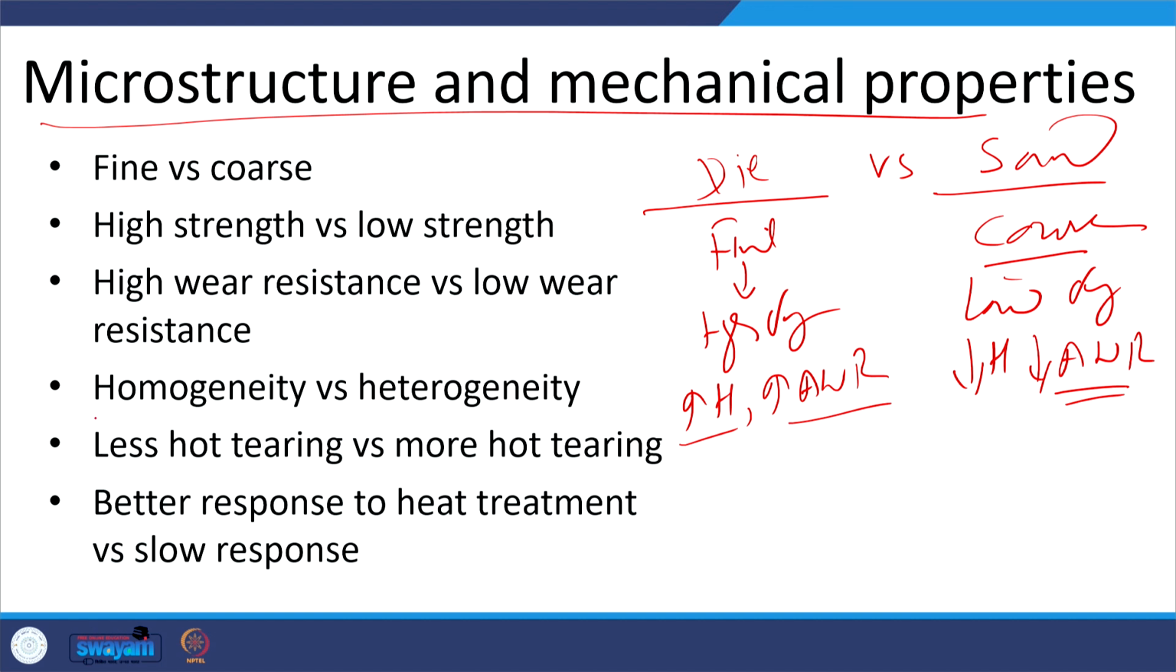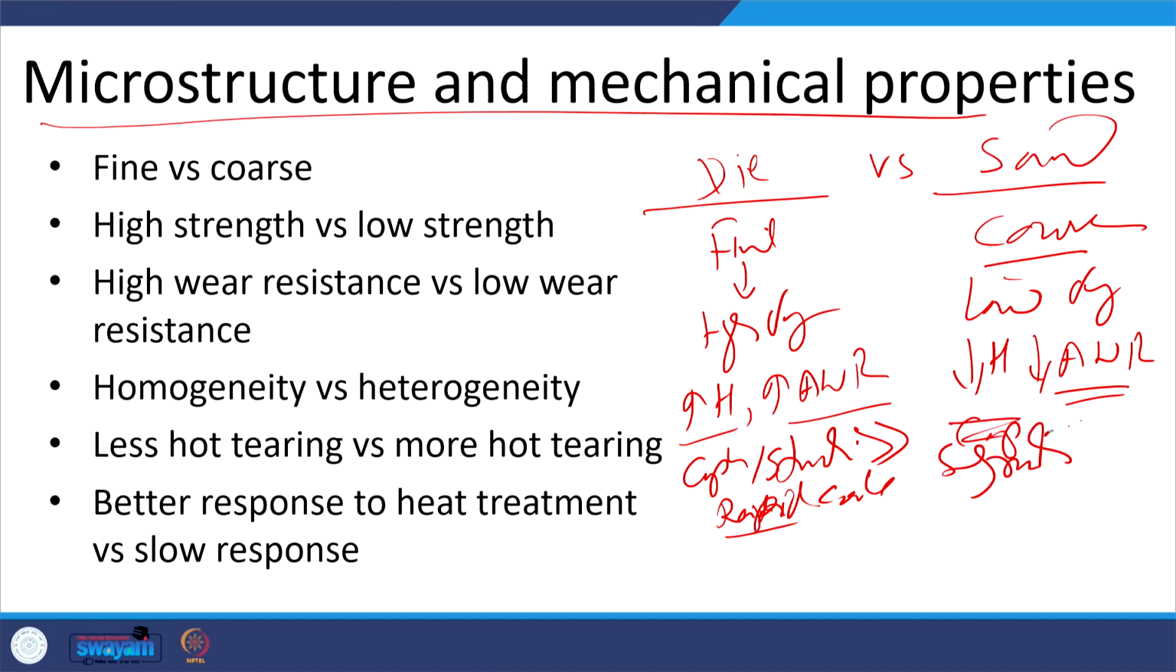Compositional and structural homogeneity is more in the case of die casting. This is particularly true due to the rapid cooling observed in die casting. And more segregation, so increased segregation tendency and less structural homogeneity, will be there due to the slow cooling rate observed during sand mold casting.